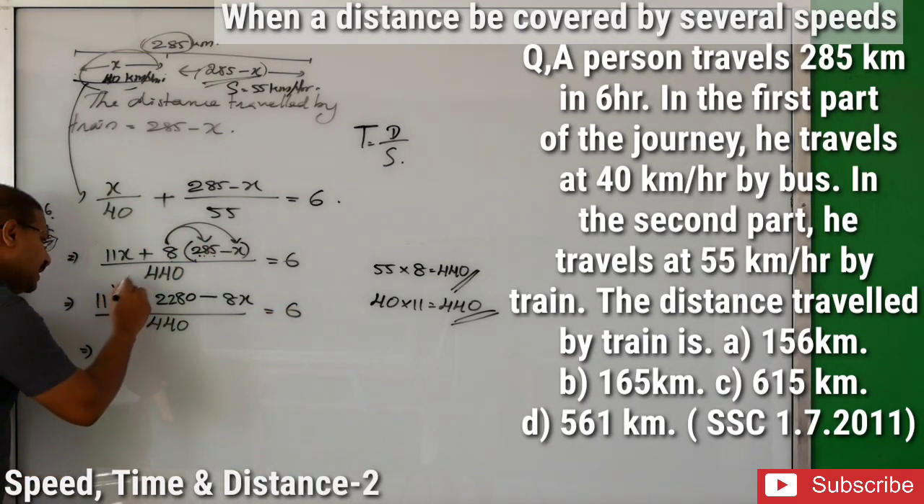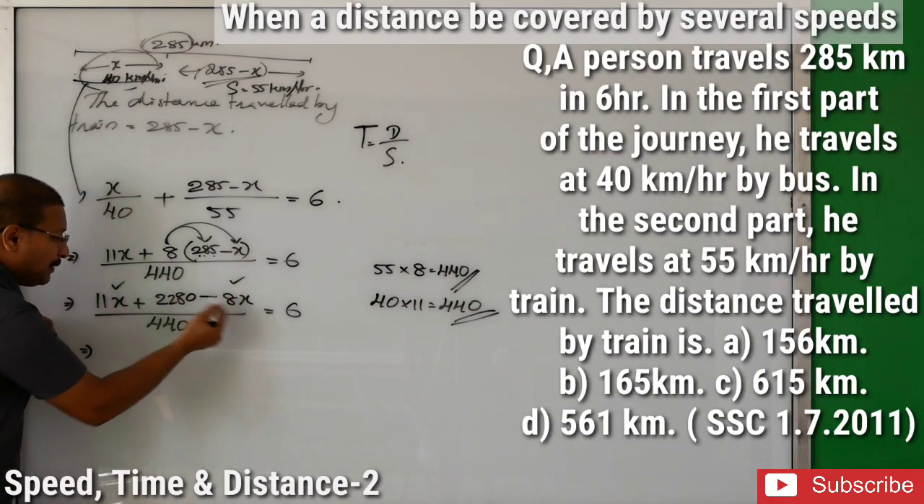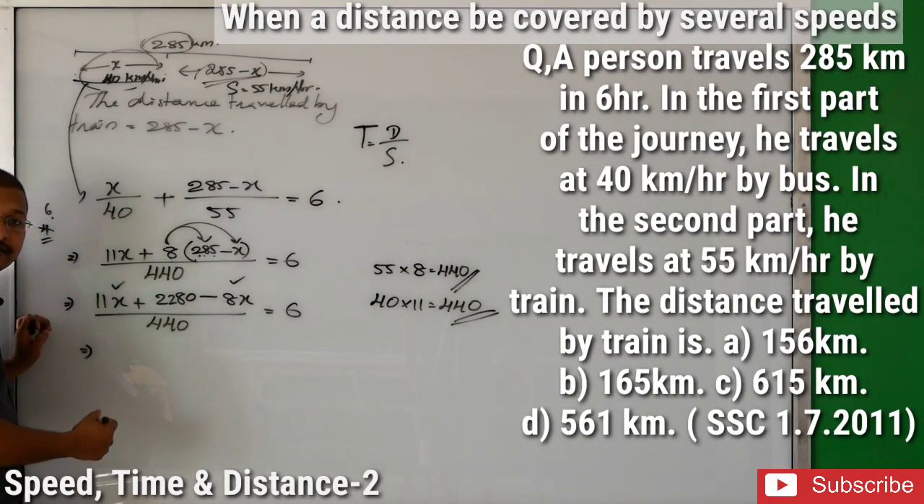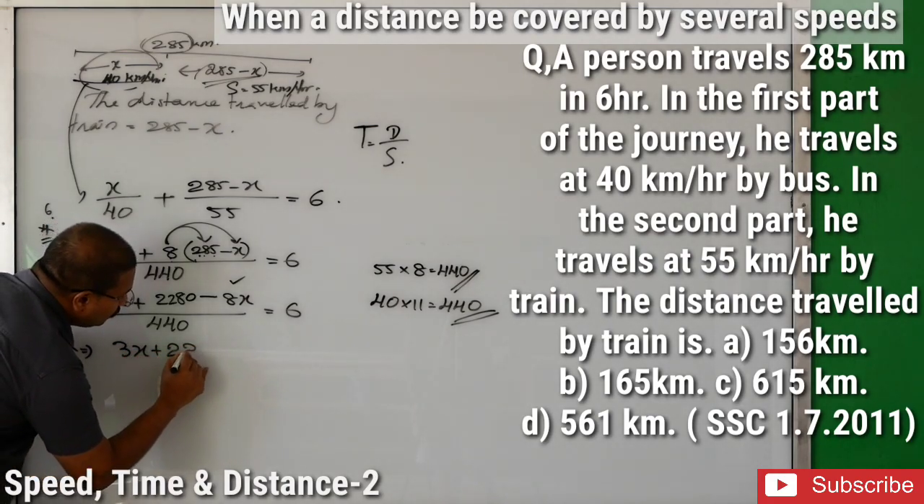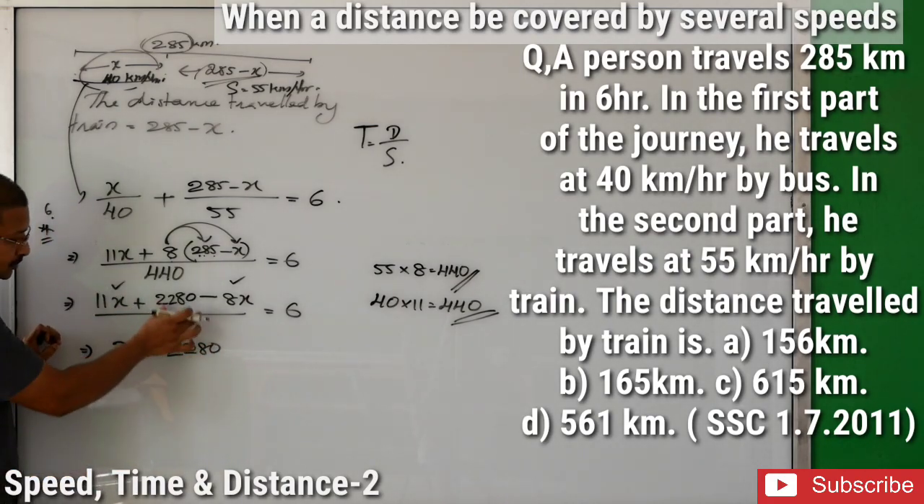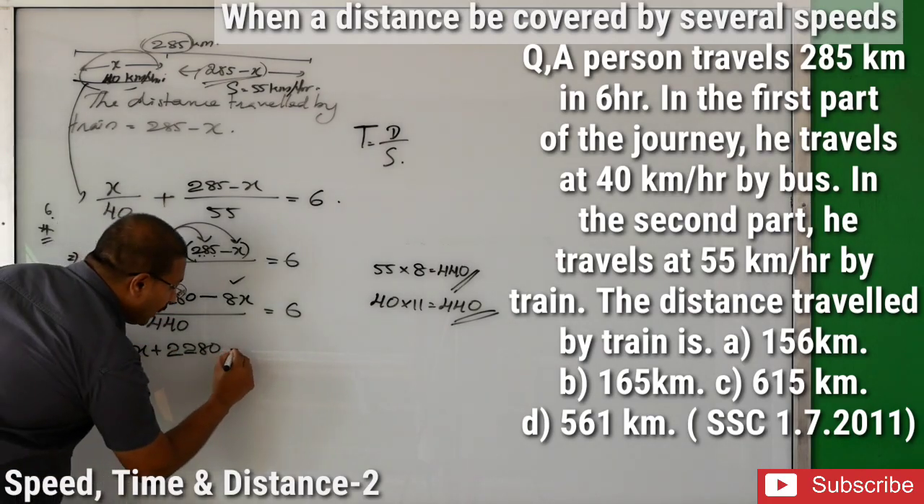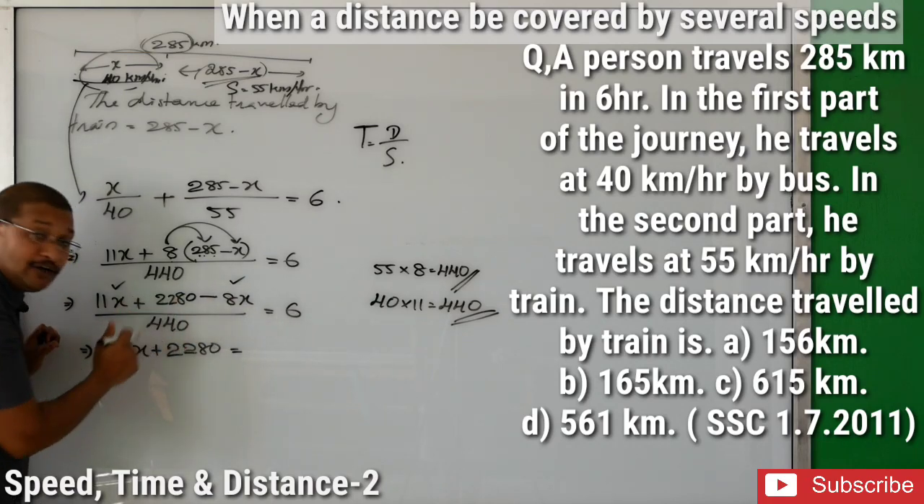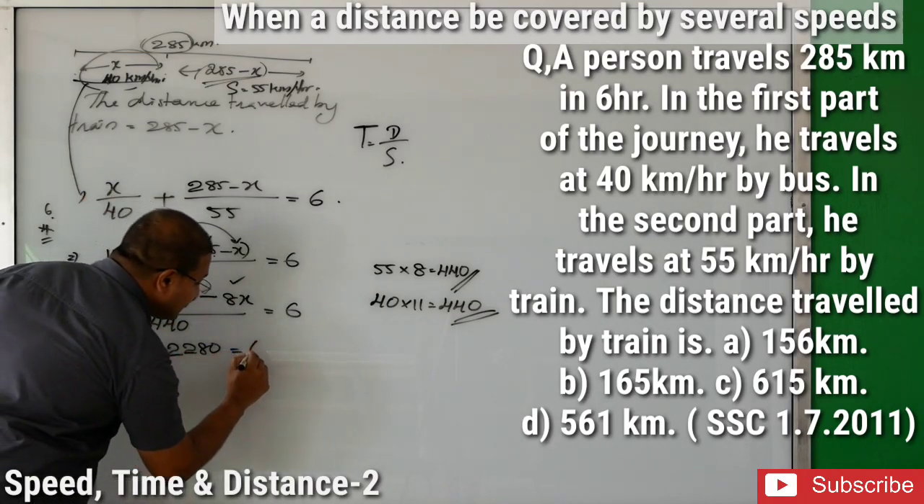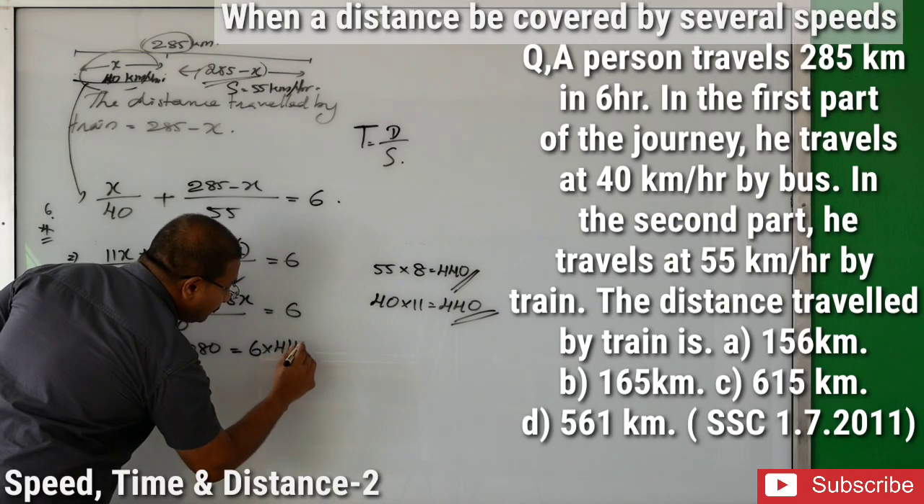Implies, now 11x minus 8x, plus and minus is minus. So 11 minus 8, 3x. 3x plus 2280, this one, equals, I am taking this 440 to the next side. Then what will happen? Division goes to the next side as multiplication. That means 6 into 440.